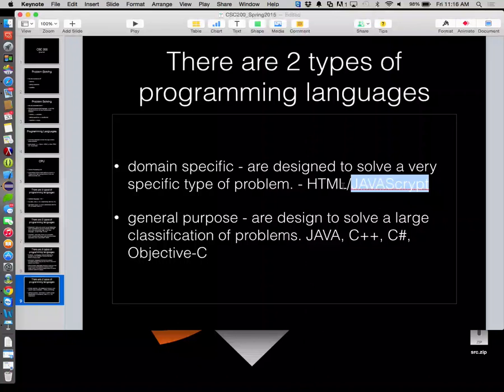JavaScript allows us to define variables for memory. It allows us to ask questions. It allows us to repeat things. So JavaScript allows us to augment our web pages to be a little bit more dynamic. Okay.